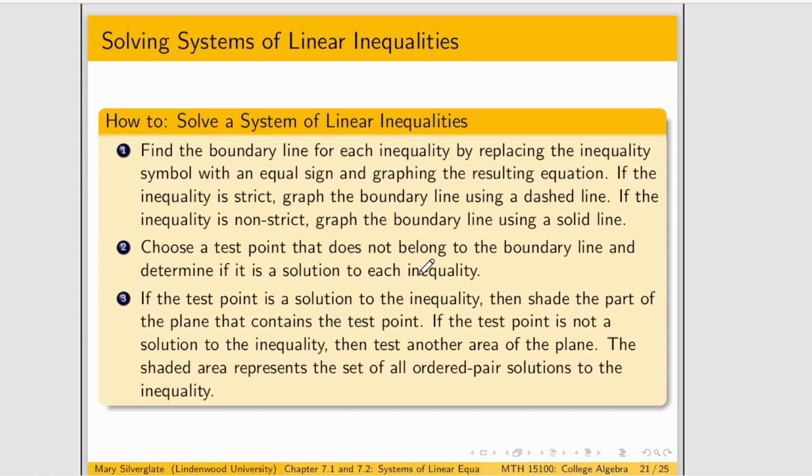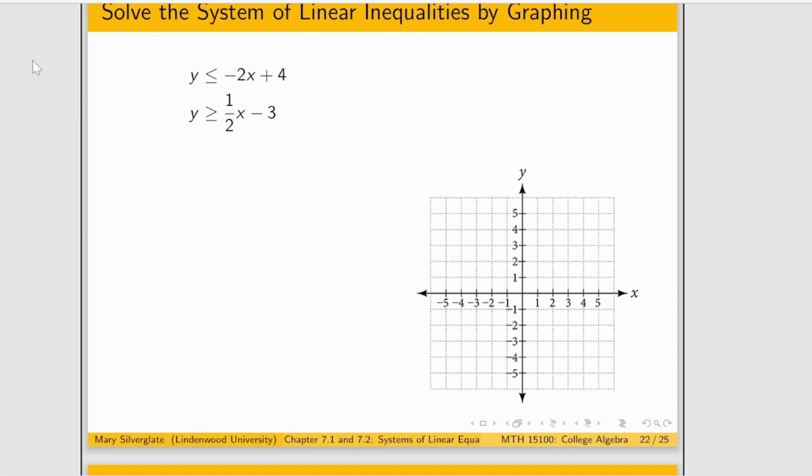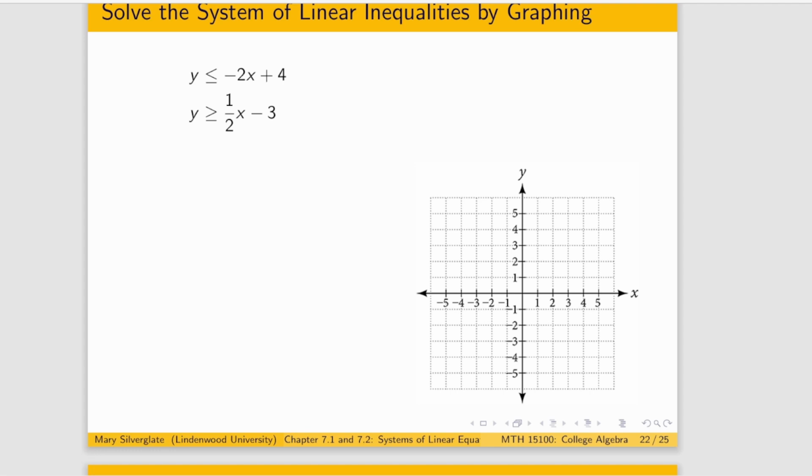And that's exactly how you solve a system of linear inequalities: you shade both lines according to both above and below and testing a point, and then wherever they overlap is your solution. So let's take a look at an example.